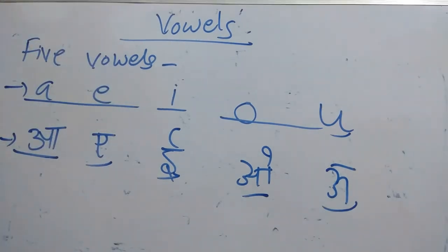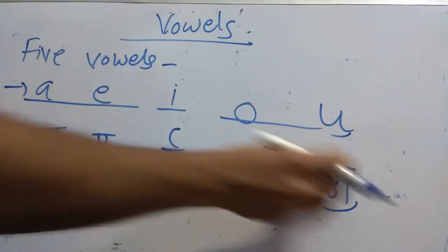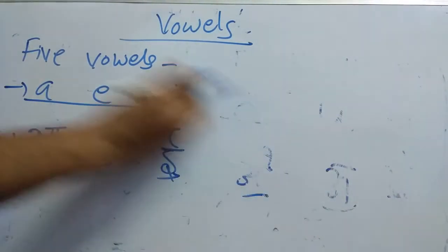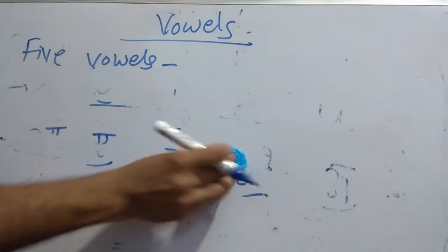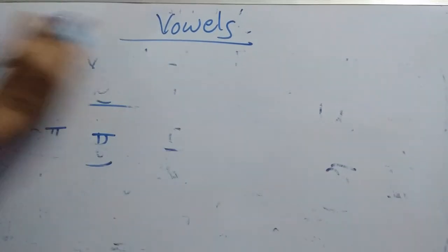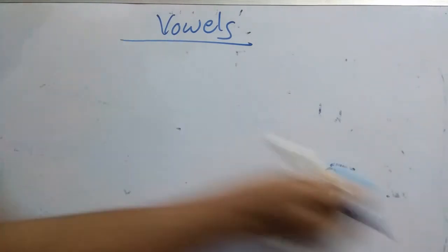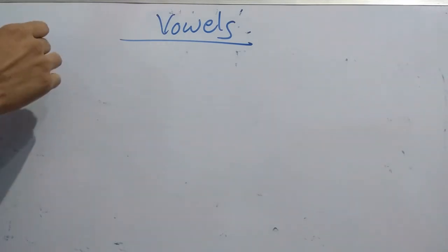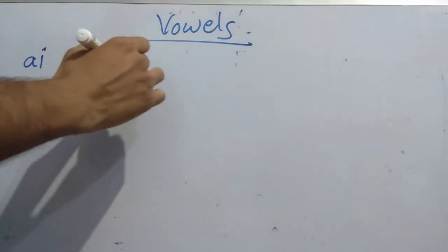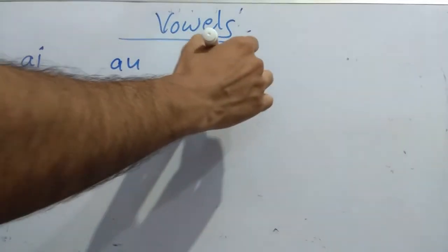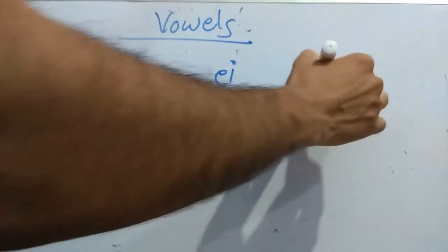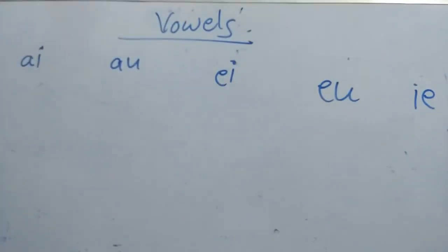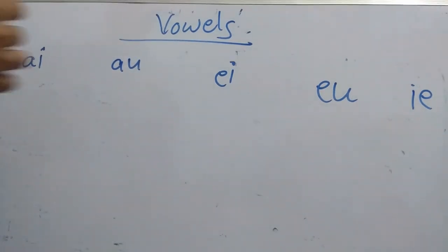Next we will see combinations of vowels. How do we pronounce combinations like AI, AU, EI, EU, IE? These are the combinations of vowels. How do we pronounce them in German?